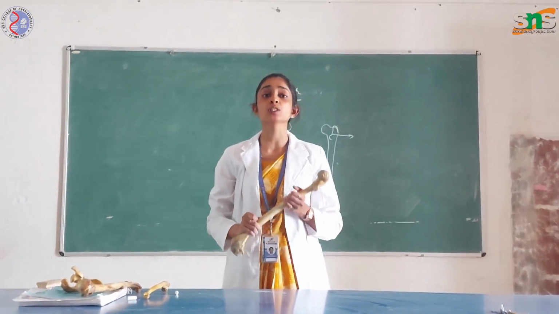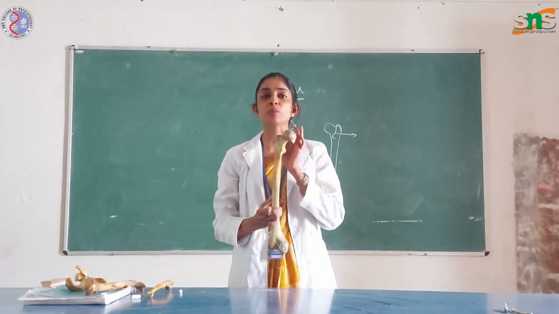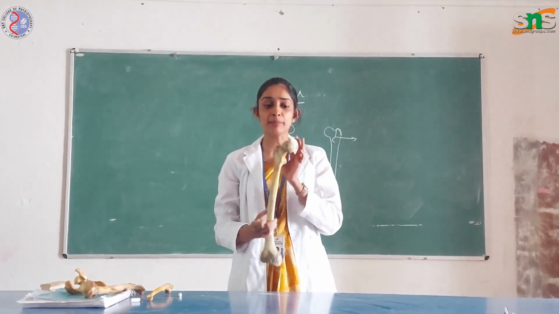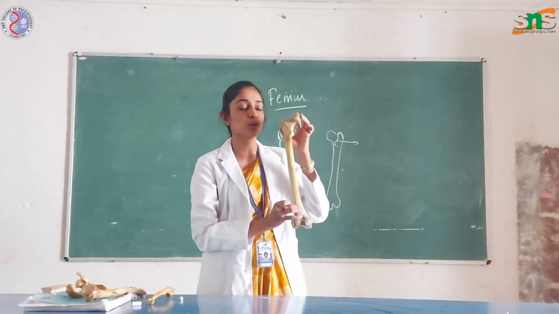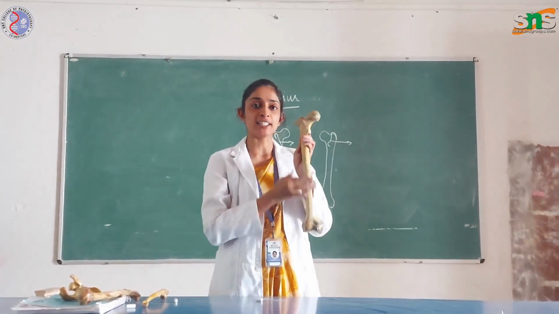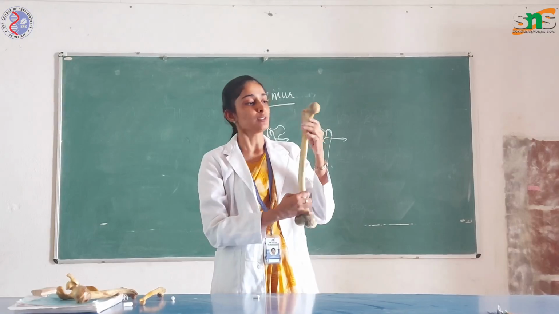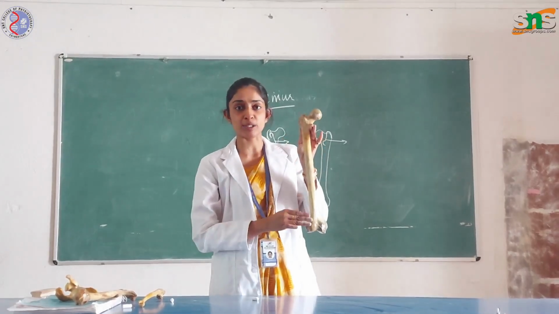So today we are going to see about the osteology of femur. This is the longest bone present in our lower limb, and this bone is called the femur. Now we are going to see about the osteology. You can see the bone has an anterior aspect as well as a posterior aspect. Now we are going to see the anterior aspect of the femur.